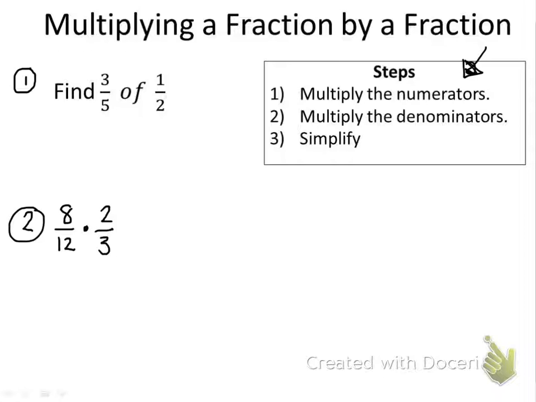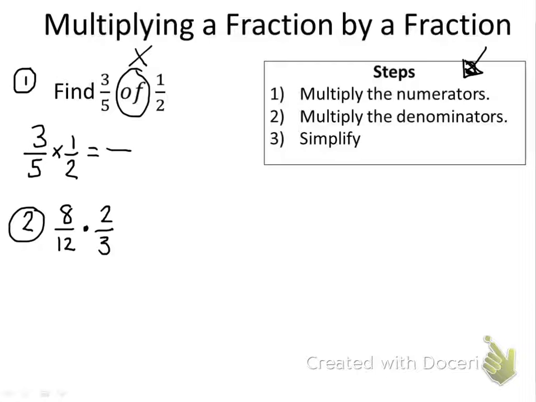Now let's do number 1. We have 3/5 of a half. Some people get confused by this "of," but all it means is times. So it means we have 3/5 times 1/2.